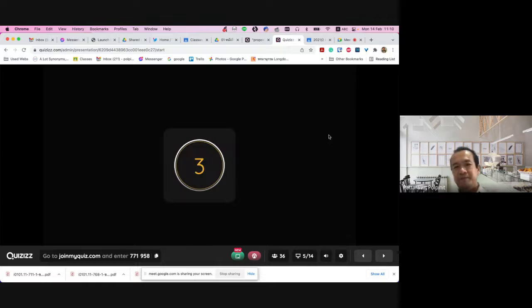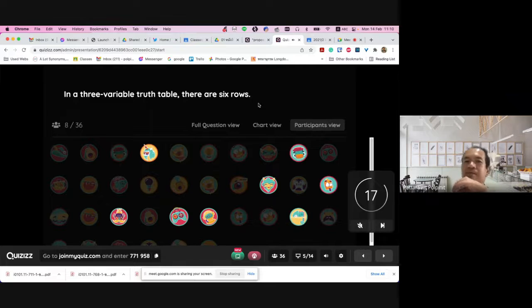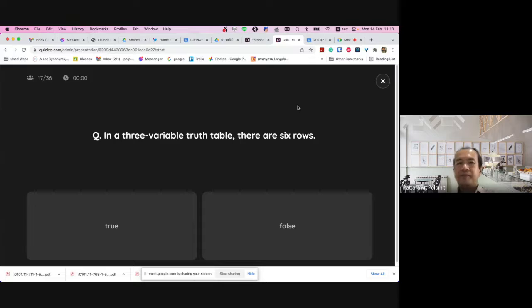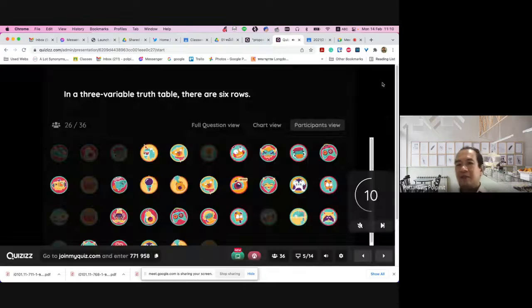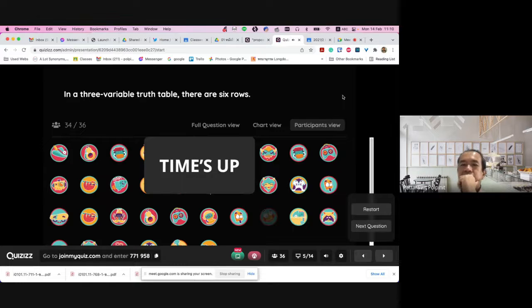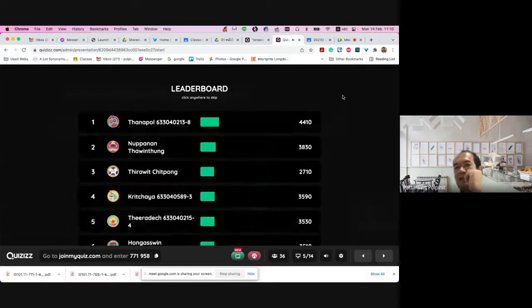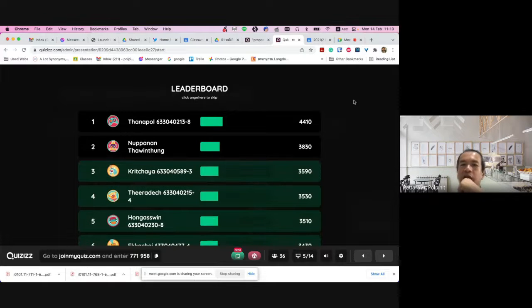Okay, next one: in a 3-variable truth table, there are 6 rows. We just discussed this earlier in the lecture. Let's see the leaderboard.